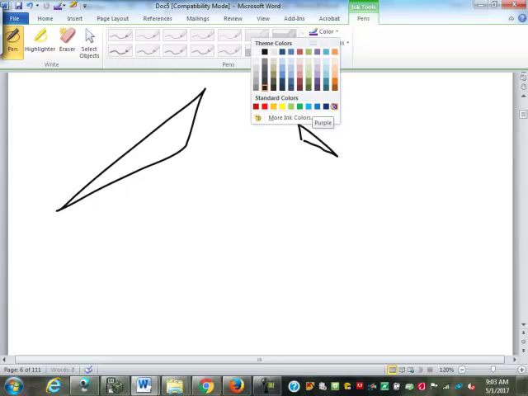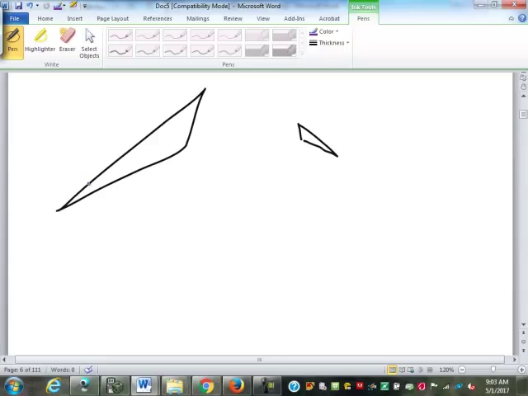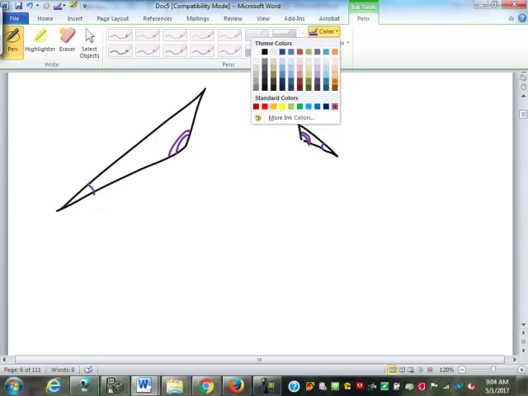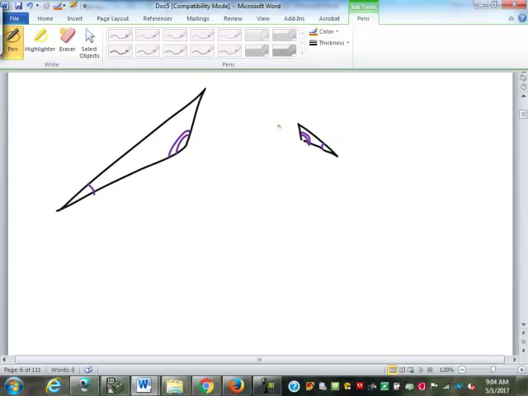That's what they pay me for. I'm going to tell you, this angle and this angle are the same. This angle and this angle are the same. So we know they're similar. This side here, let's say, is 4 inches. And let's say this side here is 10 inches. And this one we're going to call X.